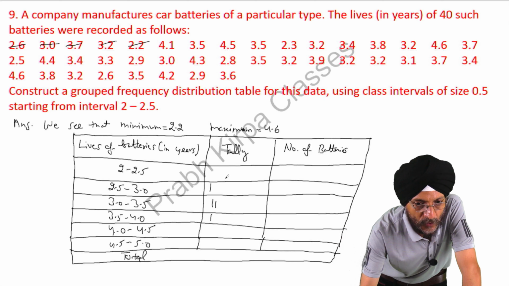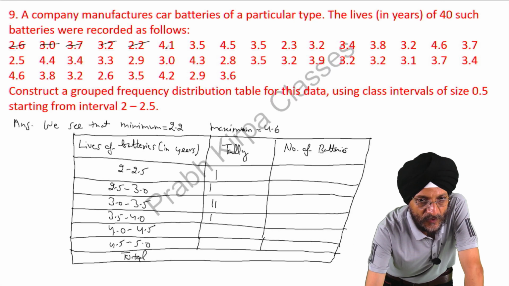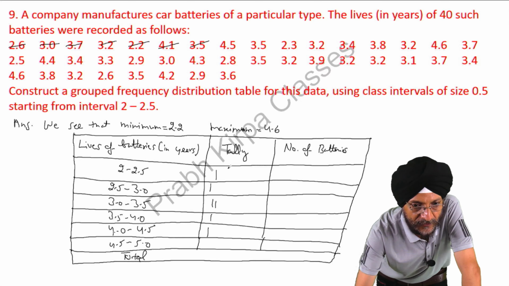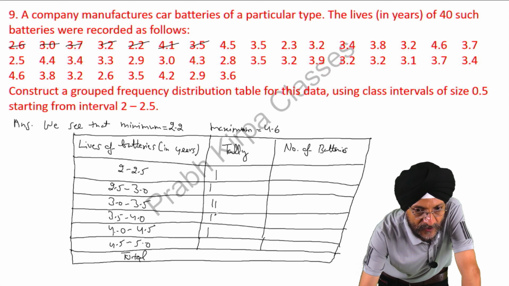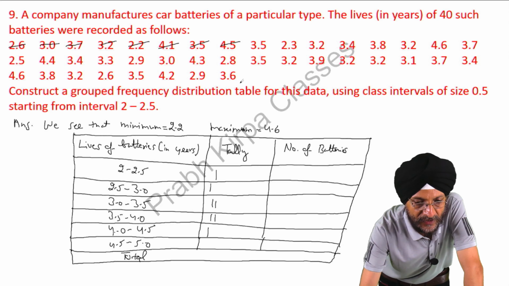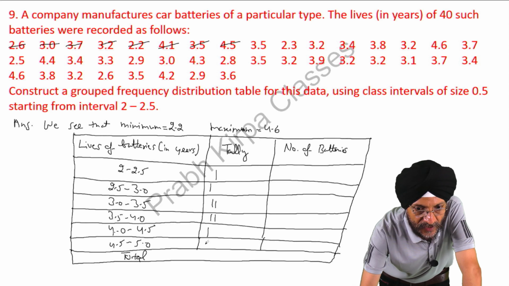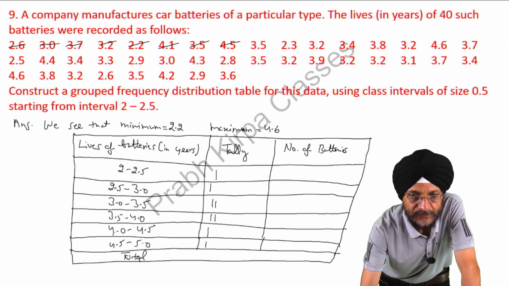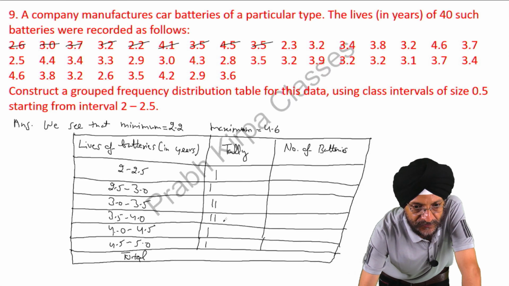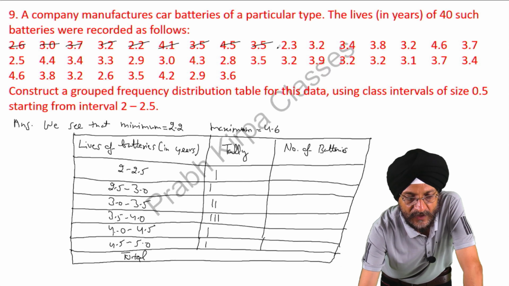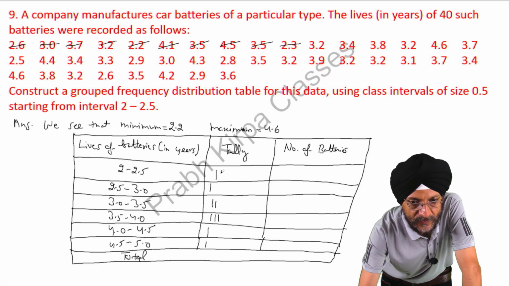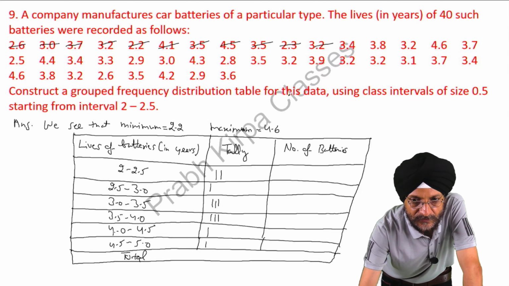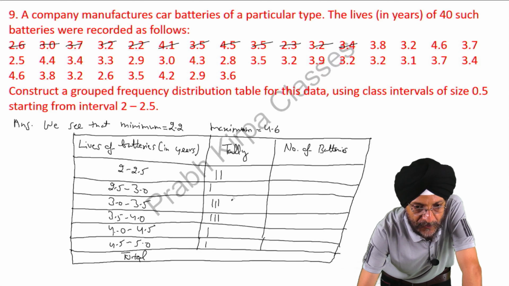Next is 2.2, 4.1, 3.5, 4.5. Here we have counted 4.5 here and not here. 3.5, 2.3, 3.2, 3.4.